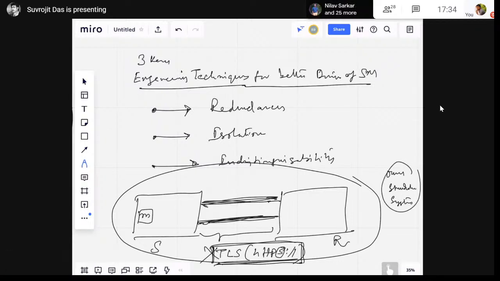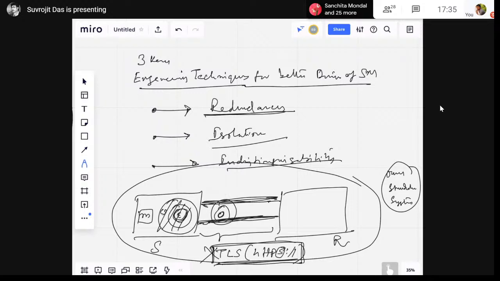In the next page, I will explain. So what you do, you apply redundancy, isolation and indistinguishability. You encrypt message M, and then you put some fault tolerant information, and then you put some checksum and send the whole thing through this medium.